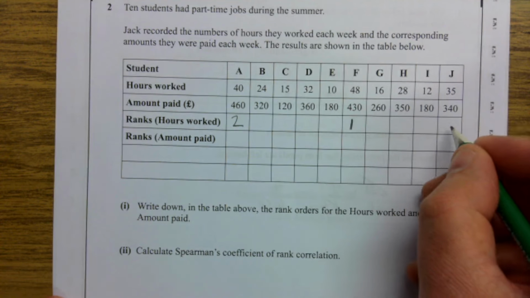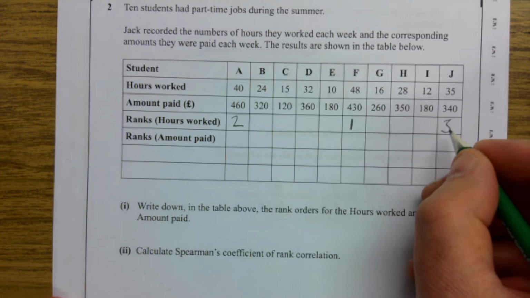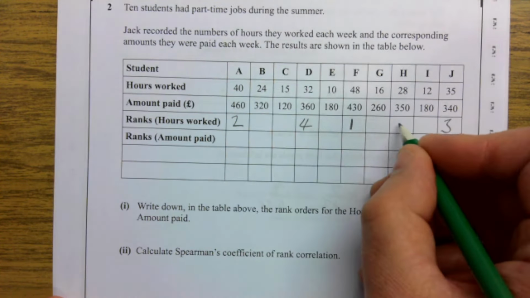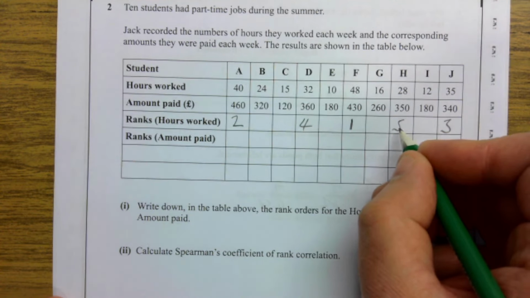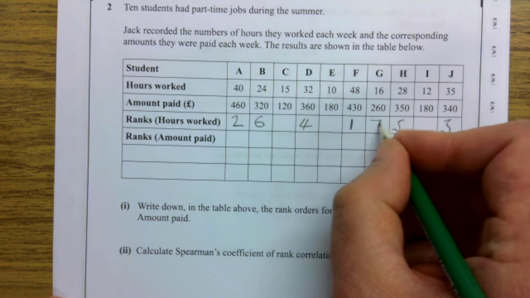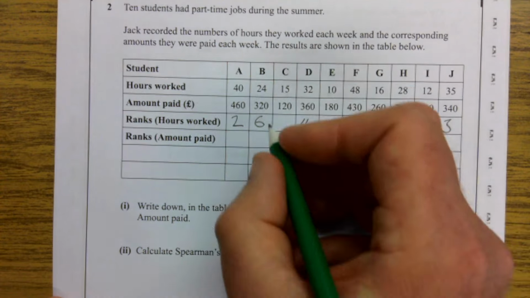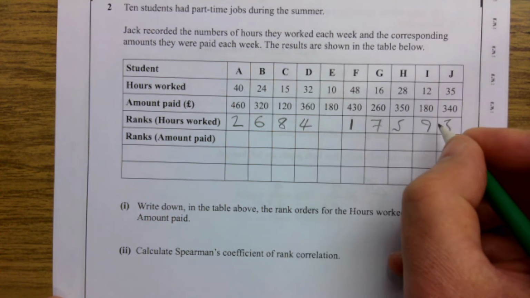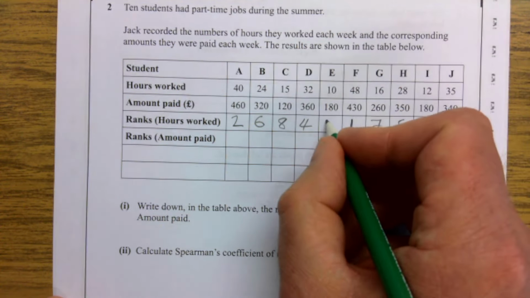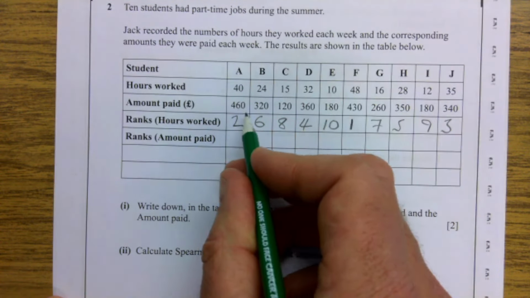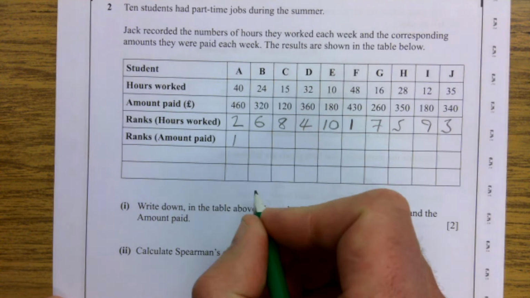I think then that's going to be number 3. D, I think, is number 4, and H is number 5, A is number 6, G is number 7, C is number 8, I is number 9, and E is number 10. For the amounts paid, then 460, I think, is the highest, so it's going to be number 1.